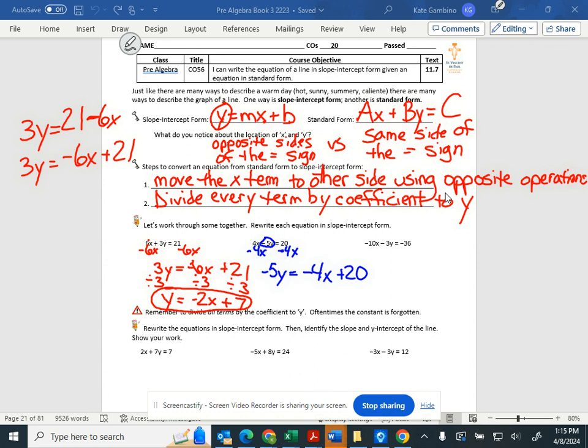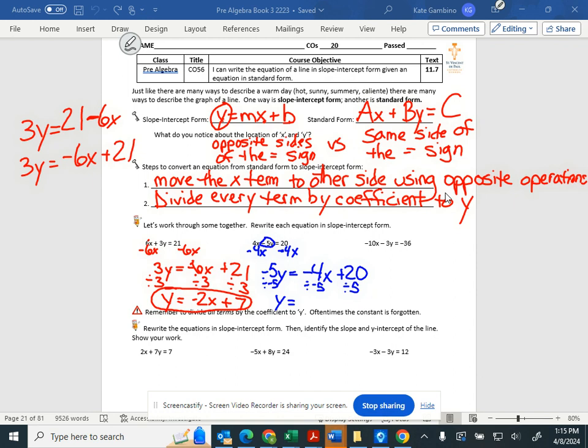What's my second step, James? Divide everything by negative 5. Dividing everything by negative 5. So, let's really think this through. What is negative 5 divided by negative 5? Positive 1, so that's y. What is negative 4 divided by negative 5?